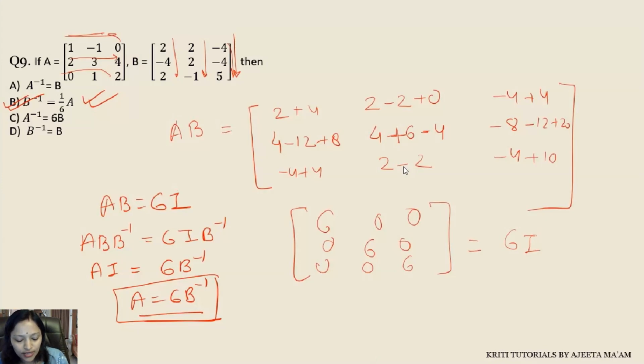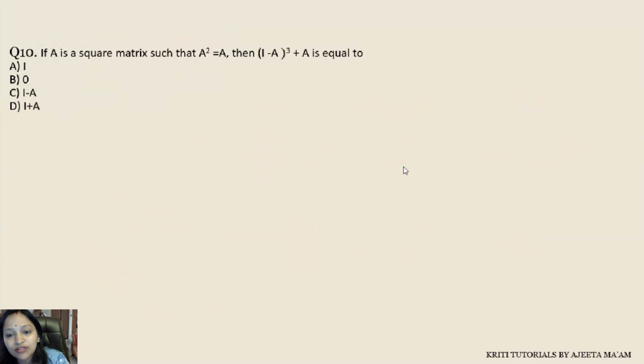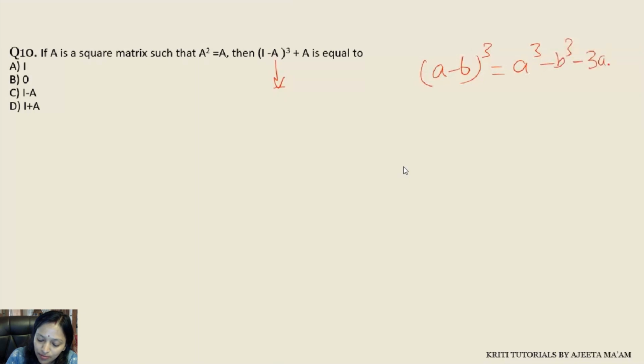Now let's move on with the next. If A is a square matrix such that A square is A, then this is equal to what? So A square is A. Now here we need the identity of A minus B whole cube. So what's the identity? A cube minus B cube minus 3AB into A minus B. Right? So let's use this identity.